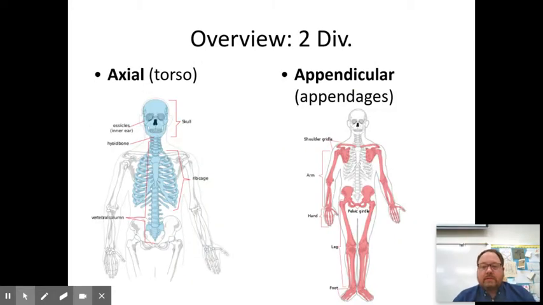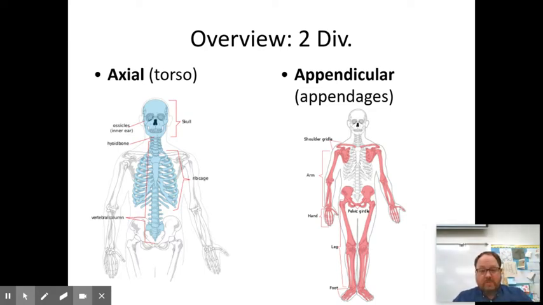Now, if we take the skeletal system, it divides into two portions. There's the axial skeleton and then the appendicular skeleton. The axial skeleton, if you look at it, it's the central part of the body. It's the trunk of the body and the skull. Okay. And the axial skeleton is more oriented toward protection. If you look at it, you're protecting the heart and lungs.